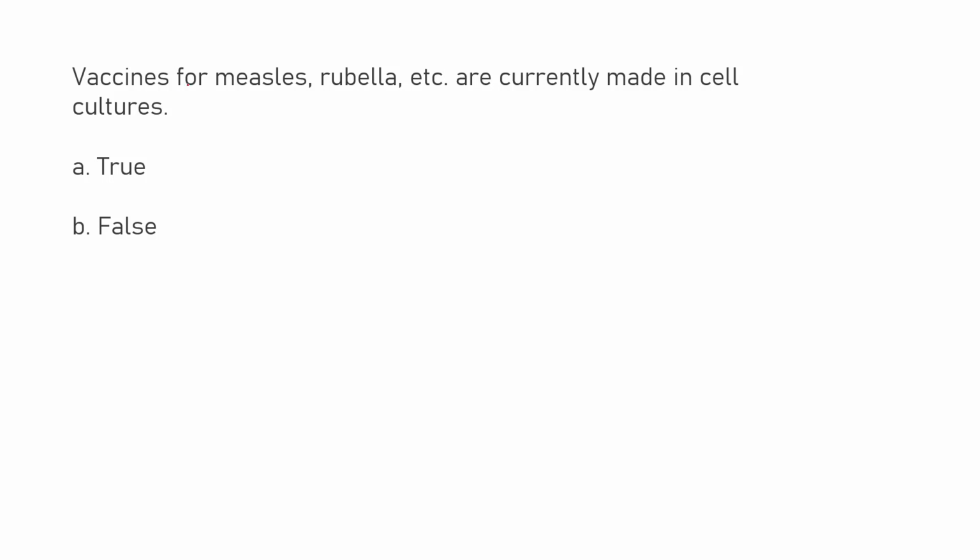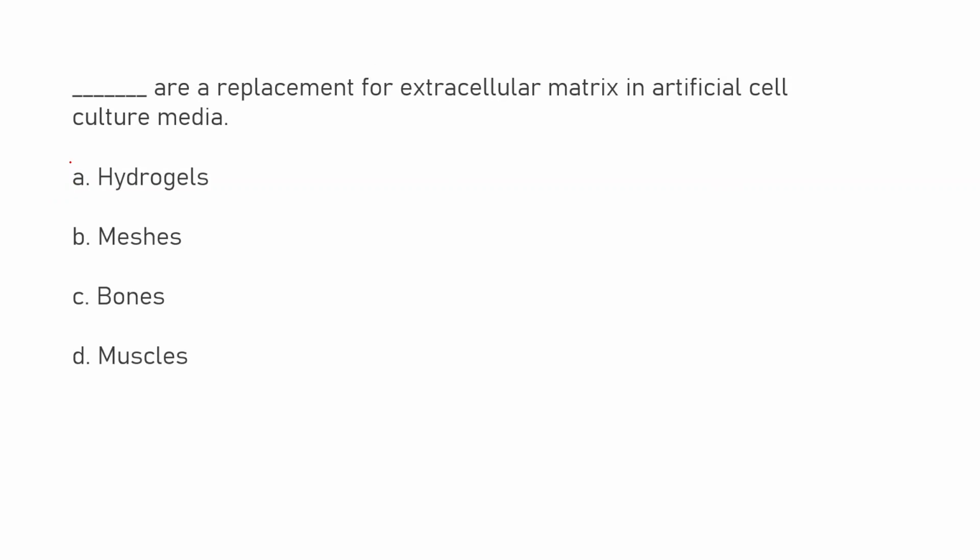Now, vaccines for measles, rubella, etc. are currently made in cell cultures. That is true. So these are a replacement for extracellular matrix in artificial cell culture media. So there are four options: hydrogels, meshes, bones, muscles. So here the correct answer is hydrogels, and hydrogels are new and they have been used as replacement for the extracellular matrix in cell culture.